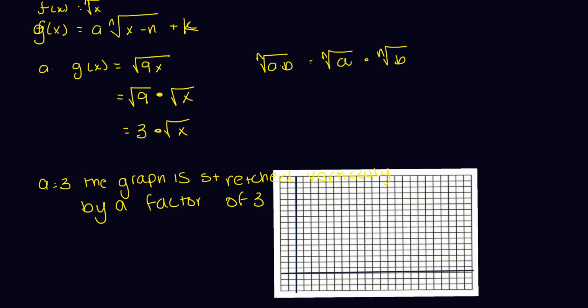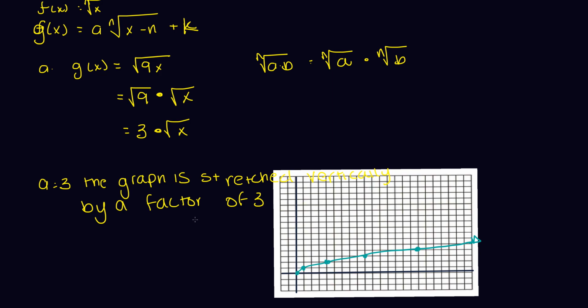Okay, so the parent function was something of this sort. I'm looking at perfect squares, because remember, the square root of 9 is 3, and I'm drawing them out that way. The domain is x greater than 0. The range is y greater than 0.